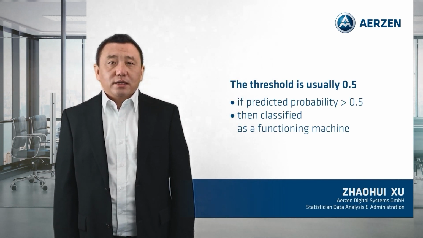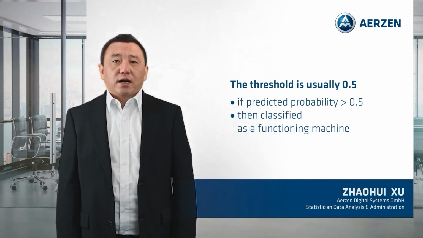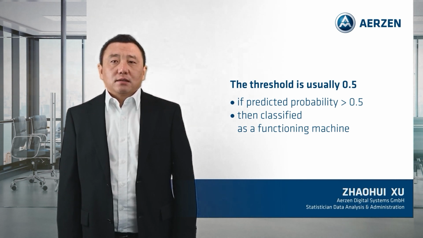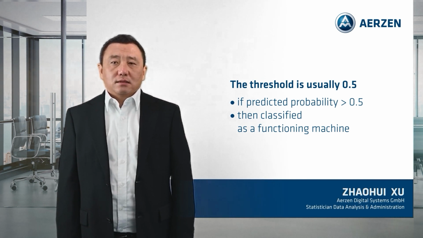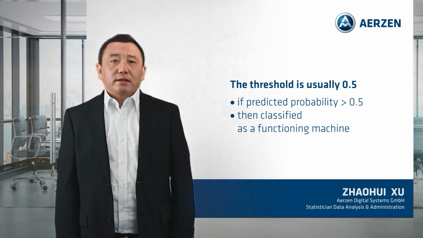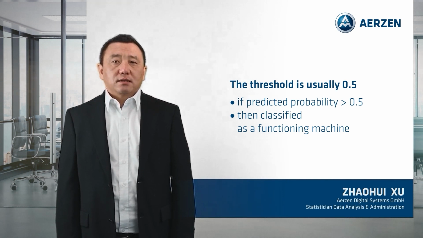The threshold is usually 0.5, which is used to determine the predicted class. If the predicted probability of a positive class is greater than the threshold, then the prediction is classified as a functioning machine.